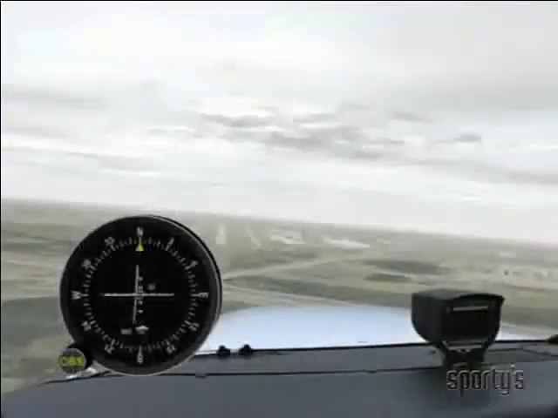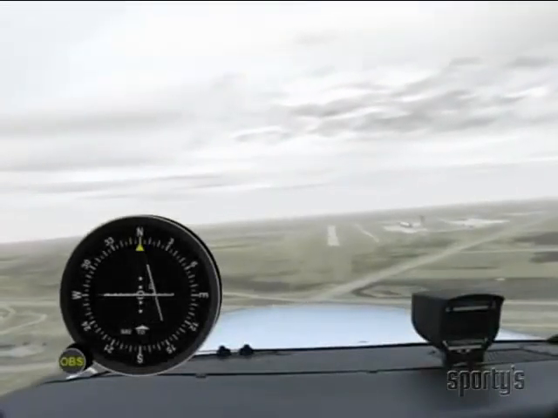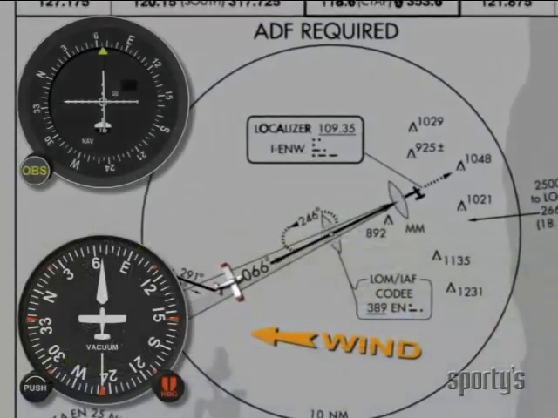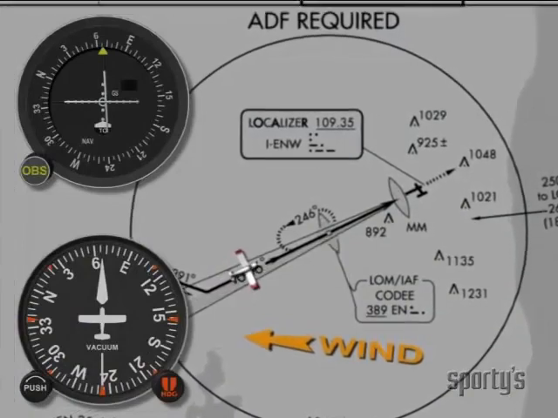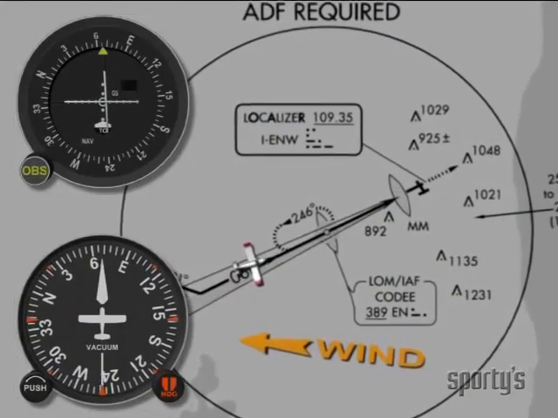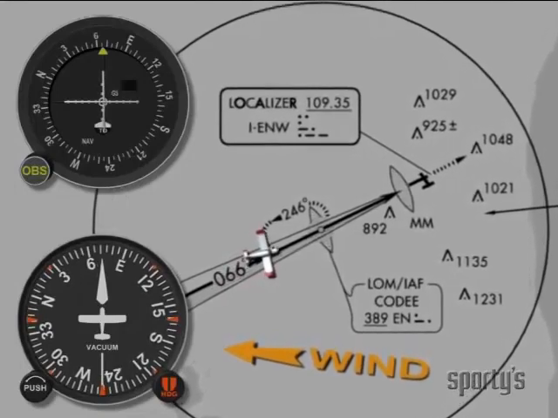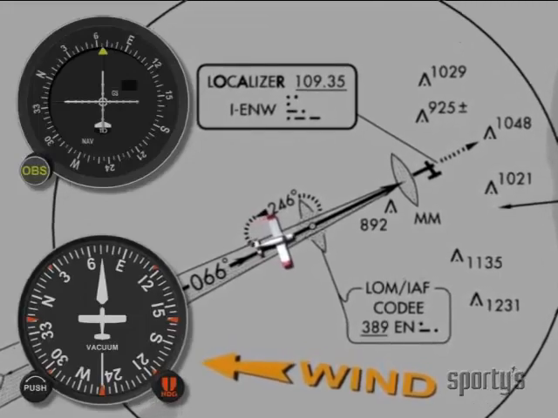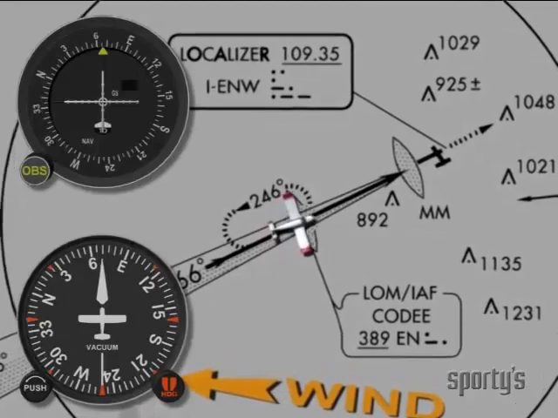The most common error when tracking a localizer is making large heading corrections. This results in making S-turns across the center line. When you are on the localizer center line, fly the inbound heading until the CDI moves off center. Before passing the outer marker, heading changes of 5 degrees or less should keep you on the center line. Because the localizer gets narrower as you fly closer to the runway, heading corrections should be proportionally smaller.